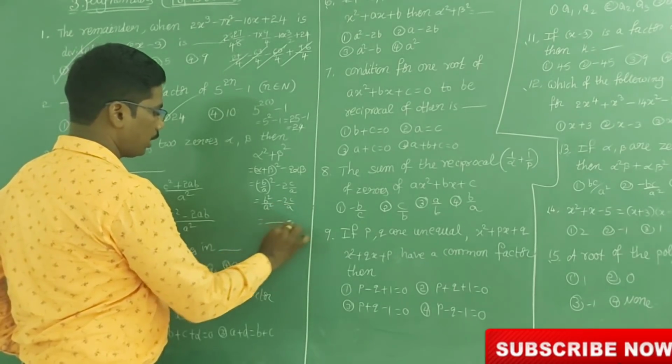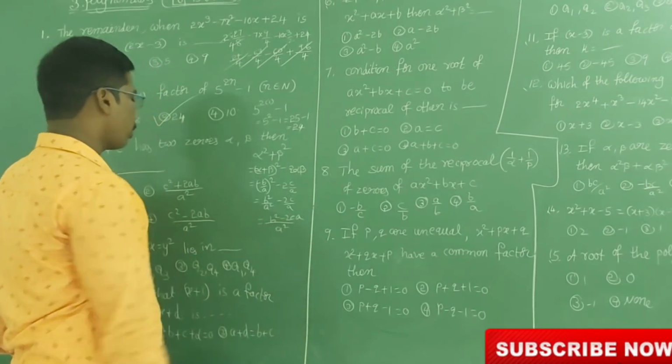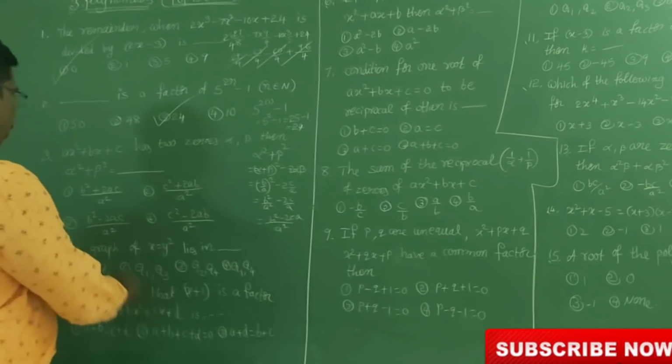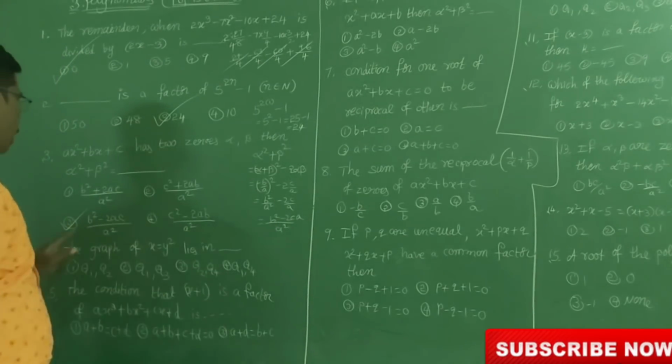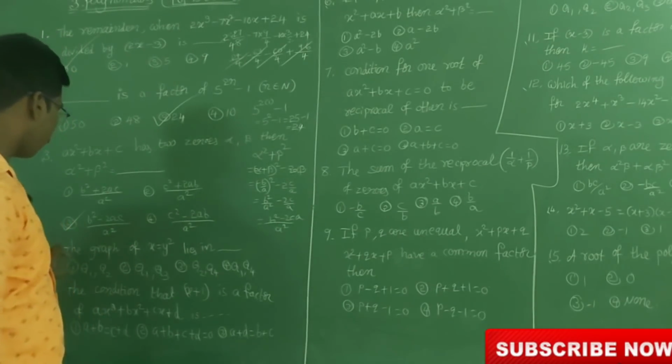Here a square is the LCM. Then b square minus 2ca, so b square minus 2ac by a square. So that is the third option. Third option we got the answer.